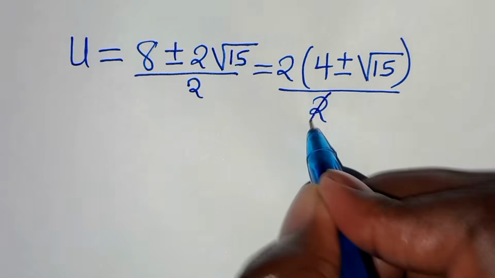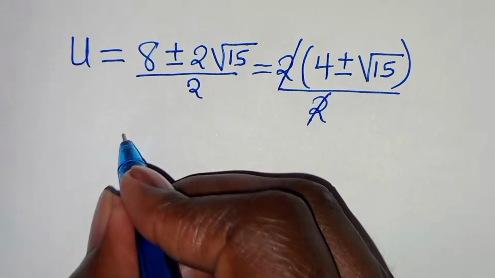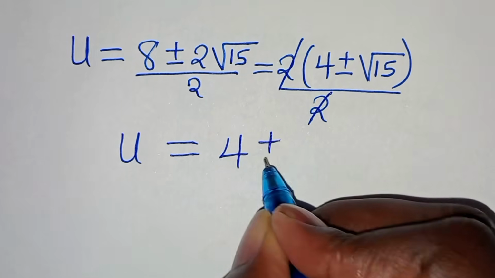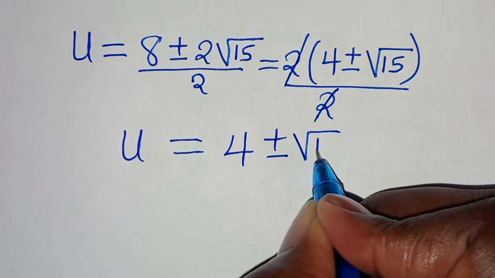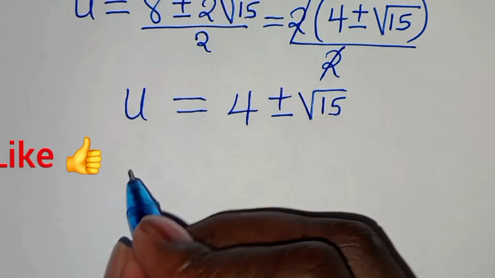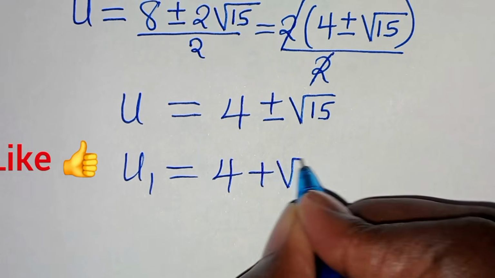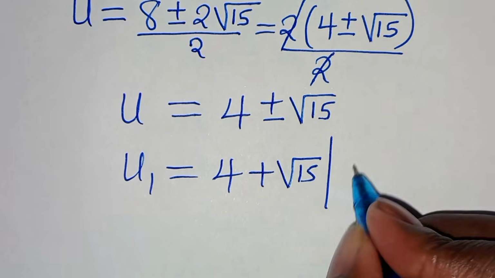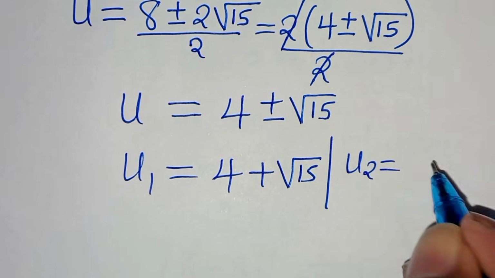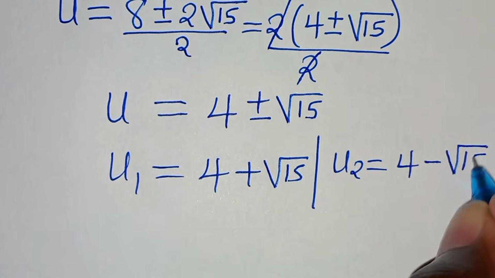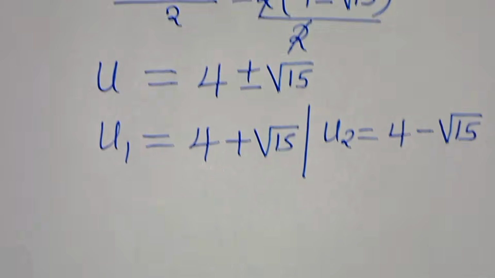Now let's simplify 2 and 2 here, so that we have u is equal to 4 plus or minus square root of 15. So we have u1 is equal to 4 plus square root of 15, and we have u2 is equal to 4 minus square root of 15.